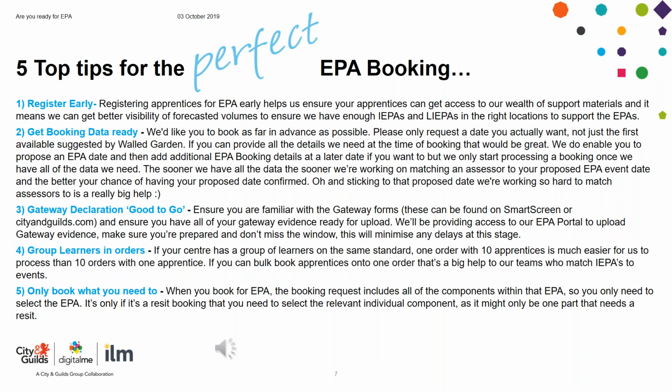Finally, when you're trying to make bookings, ensure that the user has the correct authority within Walled Garden. To book the event, your staff will need to be a primary or secondary user. It will not allow learners with other permissions to book the events.